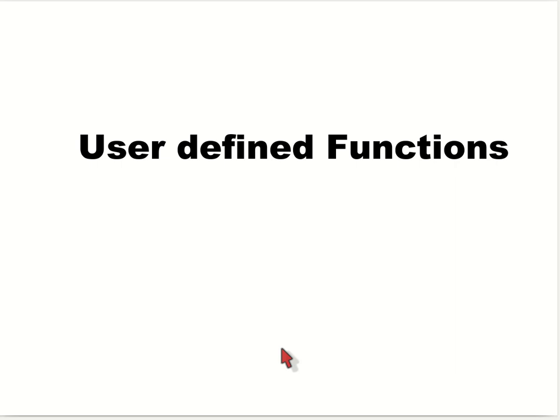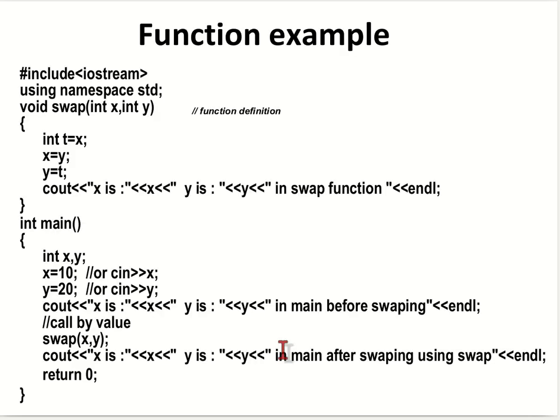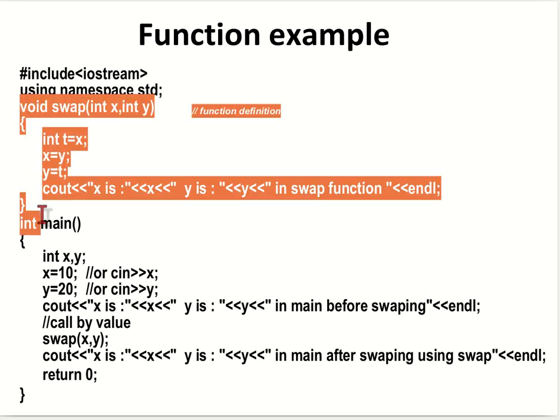And now we will see the user defined functions, the functions that we are going to create. Okay, so this is one of the examples. Very well defined, very useful one. This is a function for swapping two integers. Here, this is our function definition. I have mentioned the function definition here.